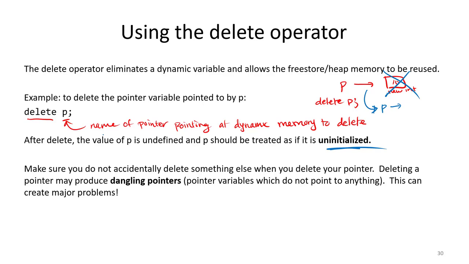But you want to be careful. You want to make sure you don't accidentally delete something important, because if you use this delete operator, you can create what's called a dangling pointer. Dangling pointers are pointers that do not point to anything. And you can imagine that if you have memory you forgot to delete and pointers that don't point to anything, you can create major problems in your programs because you can create runtime errors and all sorts of issues with that uninitialized memory.